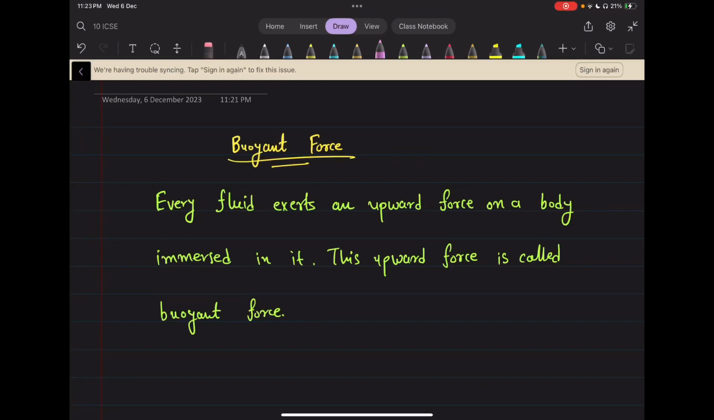Hello everyone. Today we will learn about buoyant force. Let's see what is a buoyant force. We will start with its definition.